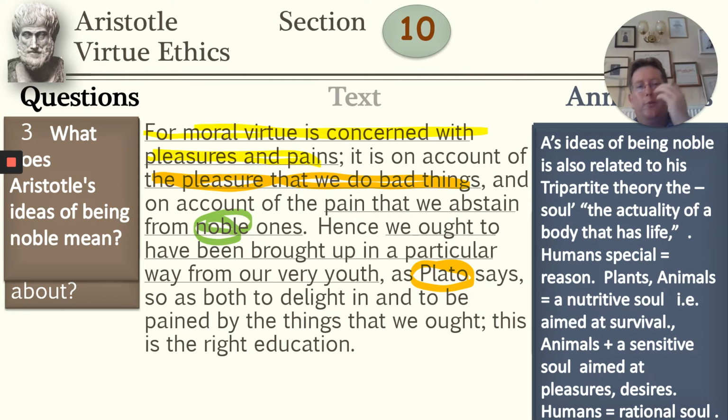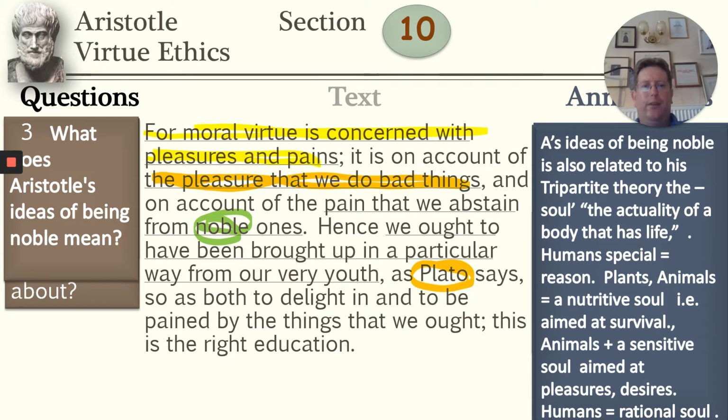So Aristotle's idea of nobility also is related to his theory of the soul. And like Plato, he had a tripartite theory of the soul. We'll do this when we look at life after death, and we need to understand the difference between their theories of life after death. Plato thought the soul was made of three parts, like a chariot, with the charioteer being the rational part of the soul, then the part of the soul that's aimed at the noble, and the part of the soul that's aimed at the physical, the pleasurable. And the rational part has to lead. That's Plato.